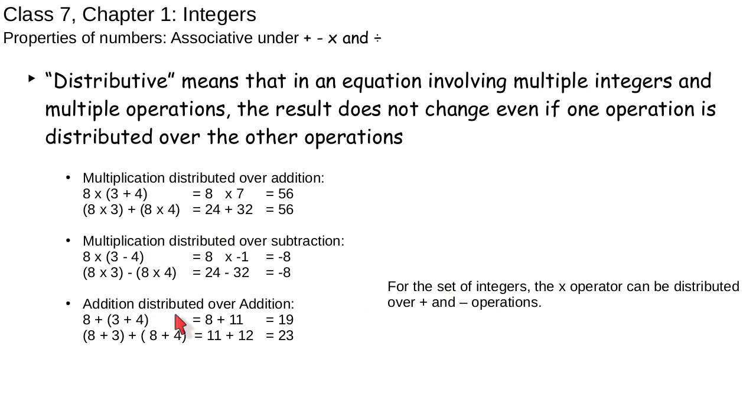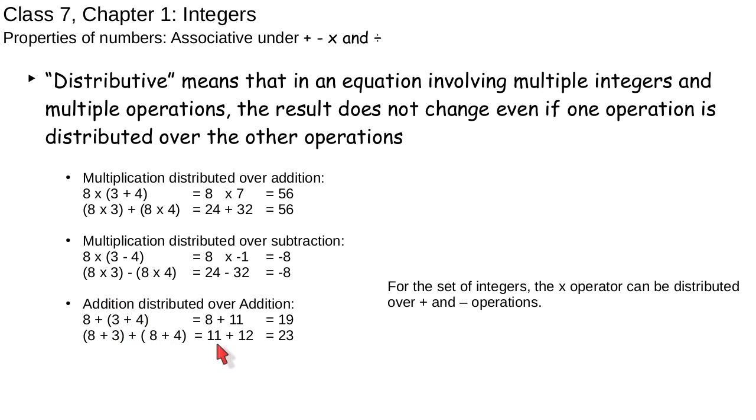Now let's look at addition distributed over addition. Here we have an example. 8 plus (3 plus 4), and 3 plus 4 are in brackets. This will resolve to 8 plus 7, because according to BODMAS you have to solve the brackets first, and the answer is 15. But let us say we distributed the addition over the addition. Now we will have (8 plus 3) within brackets plus (8 plus 4). See, this 8 has been distributed into the brackets. So we now get 8 plus 3 plus 8 plus 4.